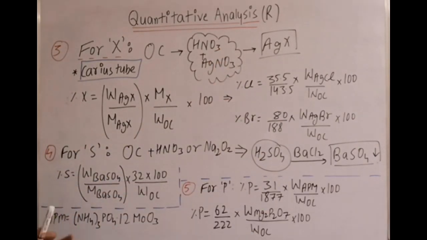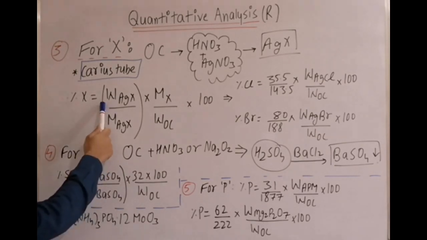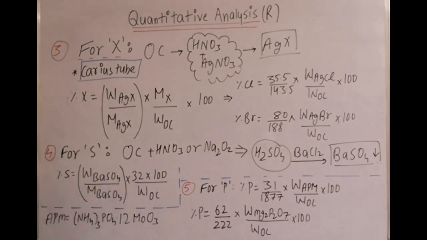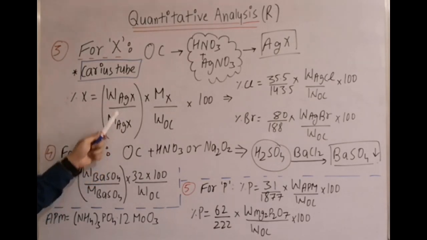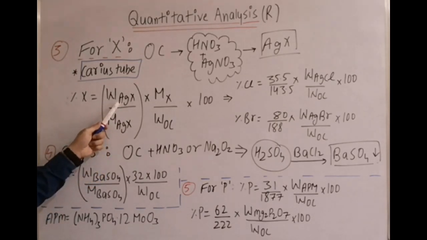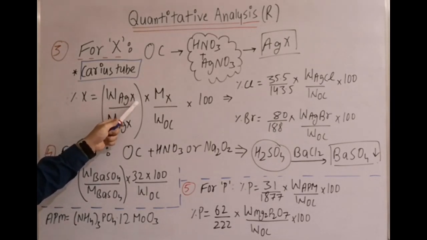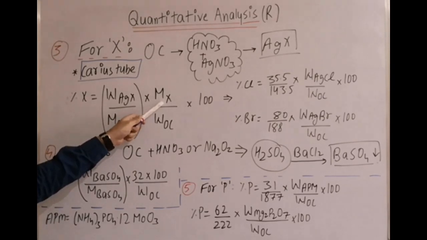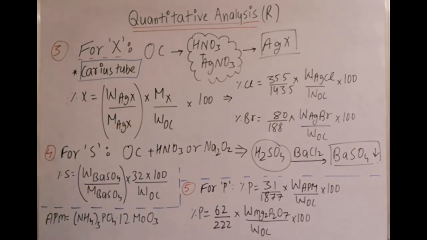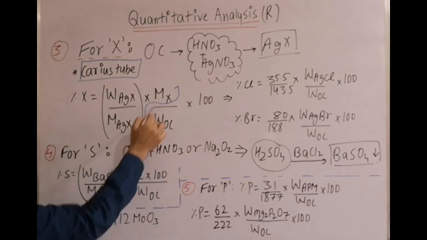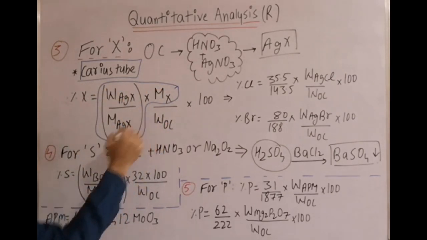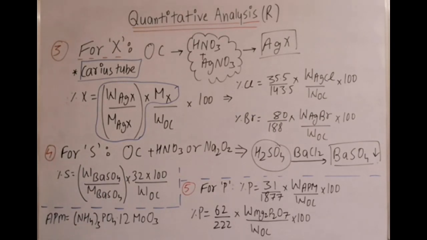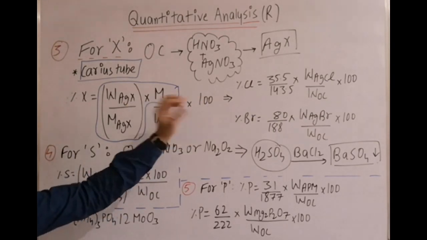Then we can find out the percentage of the halogen. How? Simple mole concept. Whatever is the weight of the precipitate divided by the molecular mass of the precipitate gives the moles of AgX, which will also be the moles of halogen. Multiplied by the molar mass of halogen, this term is the mass of halogen, divided by the weight of the organic compound into 100. So it is a simple mole concept.